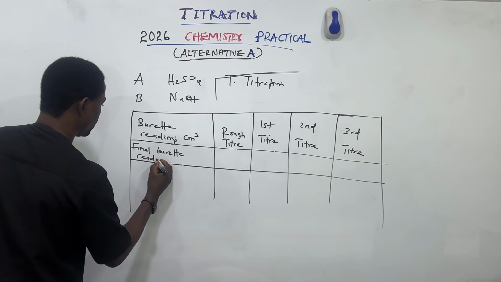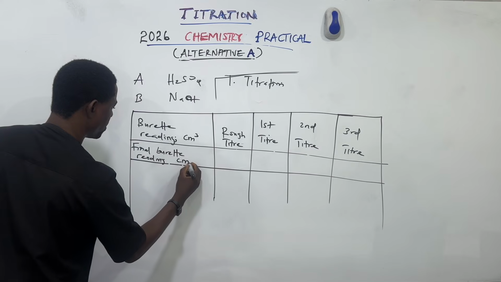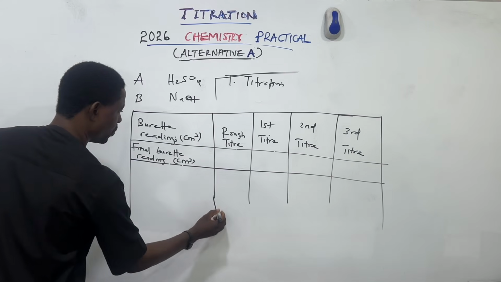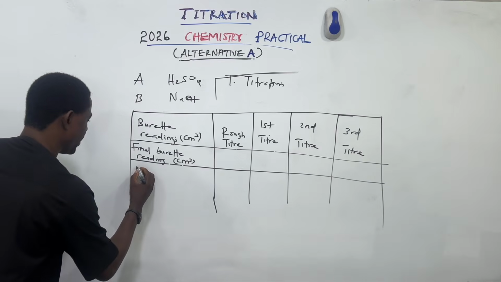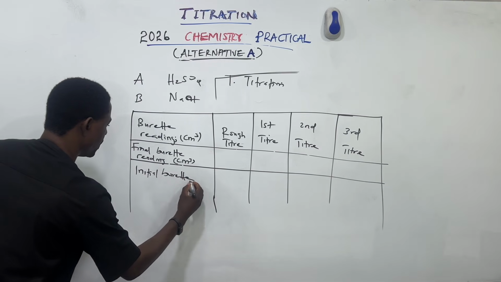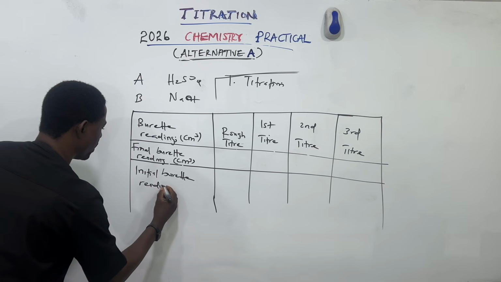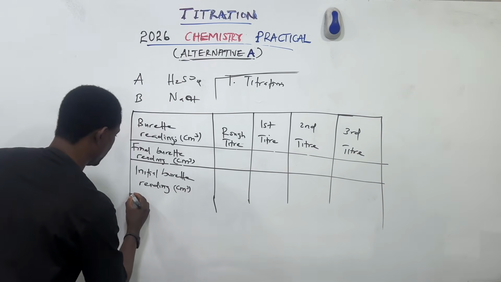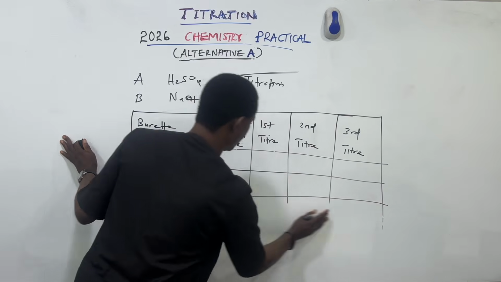Okay. You can also put CMQ here in brackets, just like I've done here. But don't do it with the figures. And the next one is initial burette reading. I can still put CMQ here. So what is going to be the next thing? You can see how I'm building it.